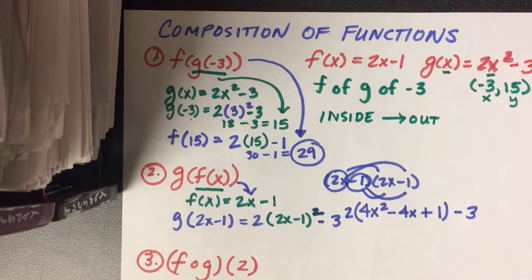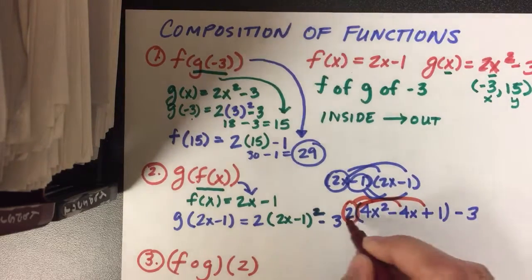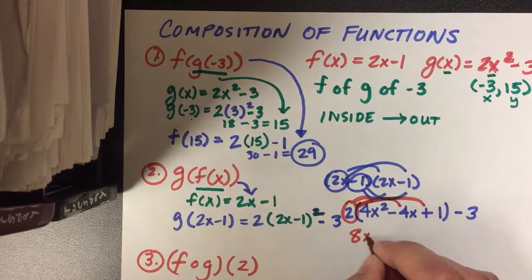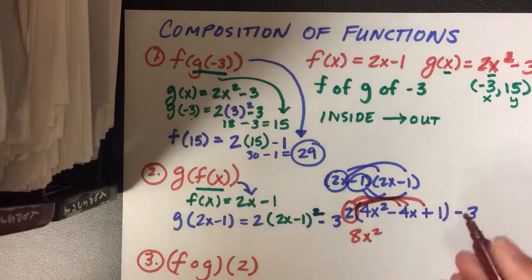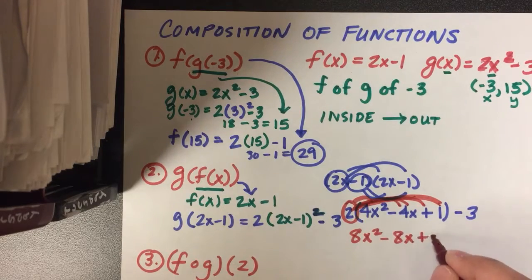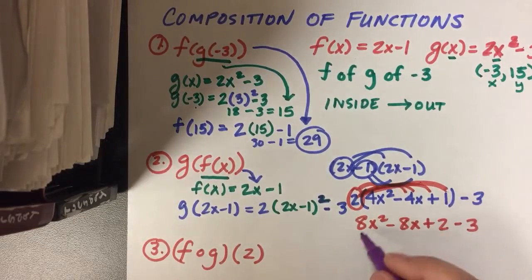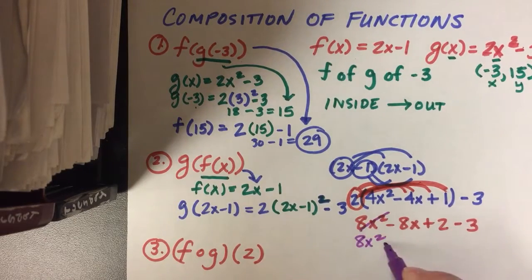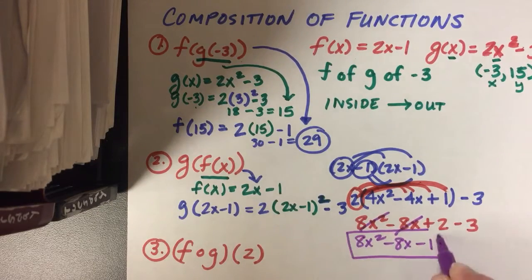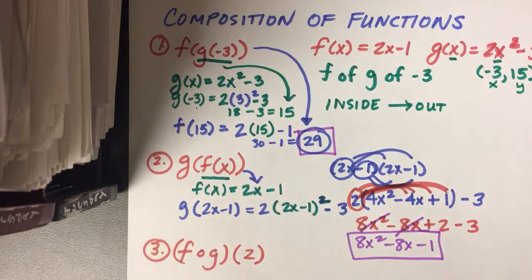So my next step is going to be to distribute this 2 throughout. So I've got 2 times 4x squared, which is 8x squared. And I have 2 times negative 4x, which is negative 8x. And 2 times 1, which is 2. And then I still have that minus 3 there on the end. Now I'm ready to bring the 3 in. So I have 8x squared minus 8x. And then 2 minus 3 is negative 1, and that is your answer. So again, there was your answer to the first one. So that's how you do a regular composition.